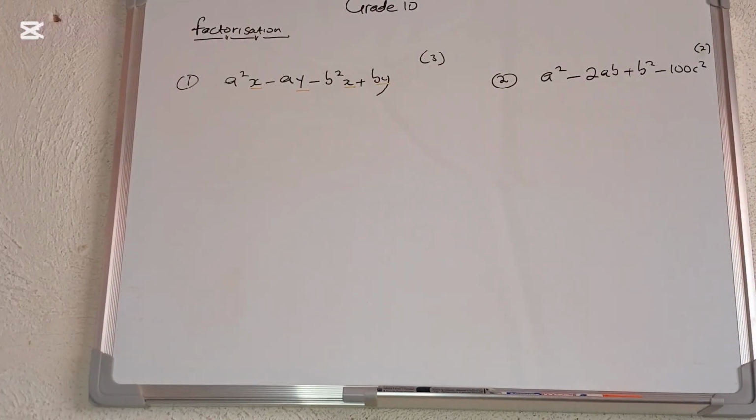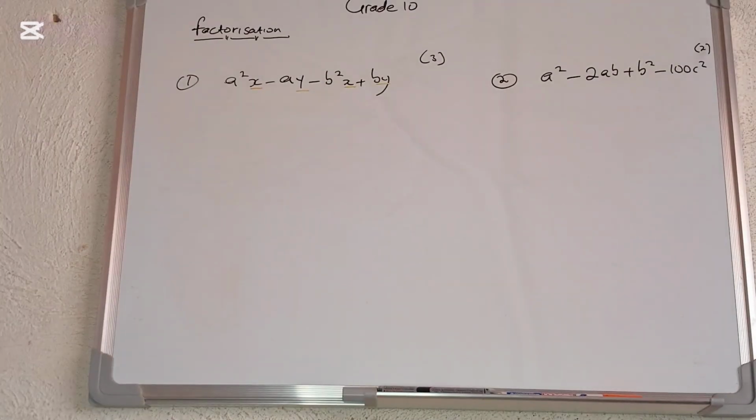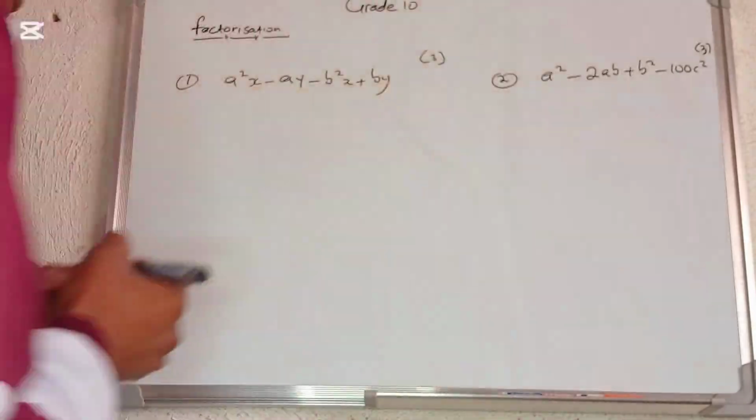Today we will be dealing with factorization for grade 10 as it is our last video on the topic of factorization. So let's tackle these equations on the board. We have the first one, which is a squared x minus ay minus b squared x plus by. It takes 3 marks. Then the second one is a squared minus 2ab plus b squared minus 100c squared. So it also takes 3 marks. I made a mistake here. It takes 3 marks. So yes.